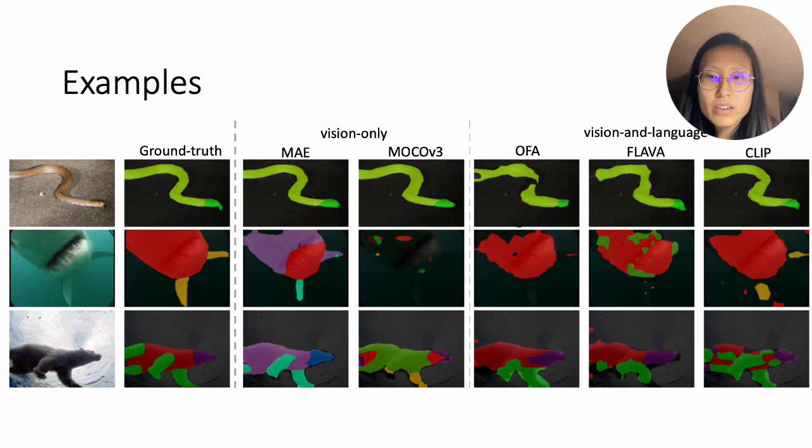However, the labels are not fully correct. For example, MAE here misclassifies the shark fin as the reptile feet. In contrast, as on the right, vision and language models predict mostly correct on the labels, but they are not very accurate on the shape boundaries.